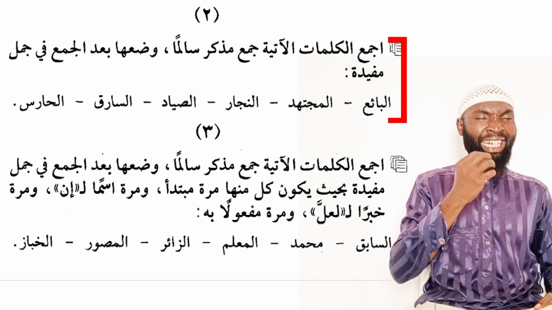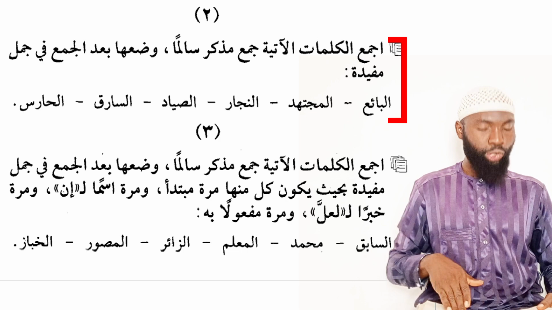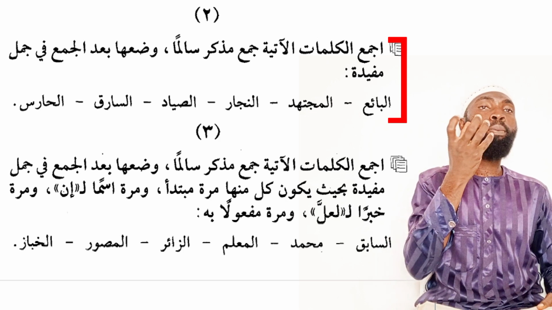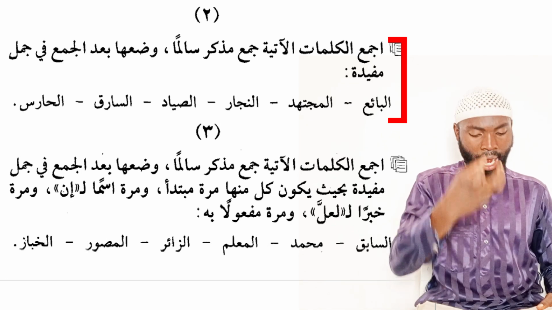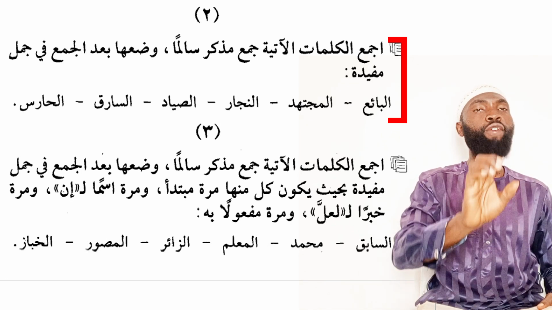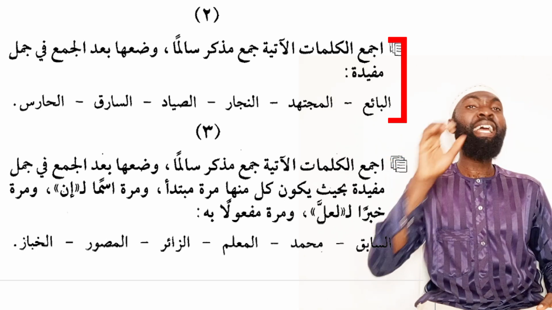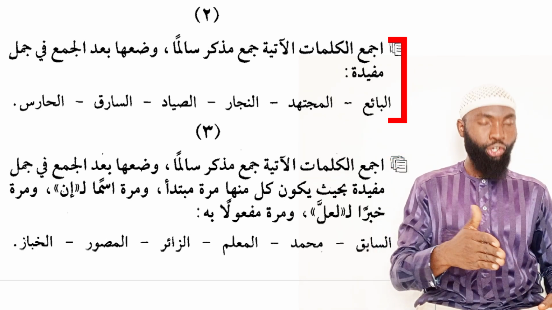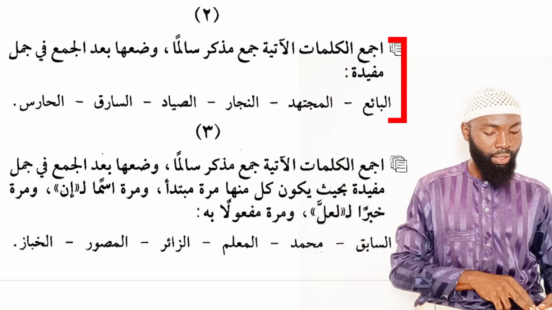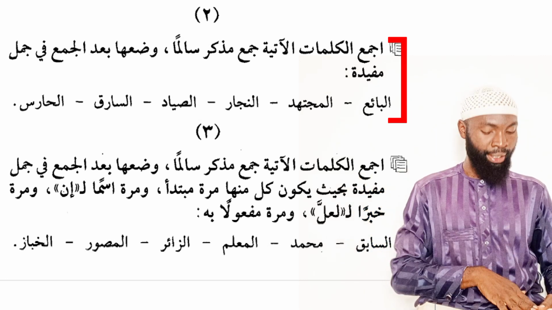Now we have tamrin thani, exercise number 2. It says: ijma' al-kalimat al-atiya jam'a mudhakkarin saliman. All of these words you can see here, we are to pluralize them in the sound masculine plural form, and place all of them after pluralizing them in complete sentences. I'm going to solve one or two for you, then you go and do the remaining five by yourself. Or you can even check the PDF file, you see the answers at the end of the tamrin.